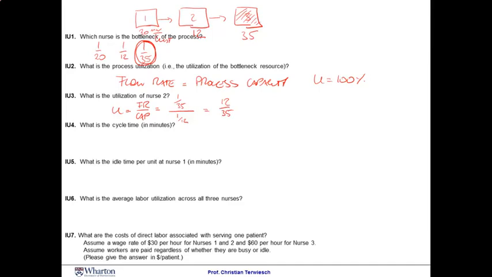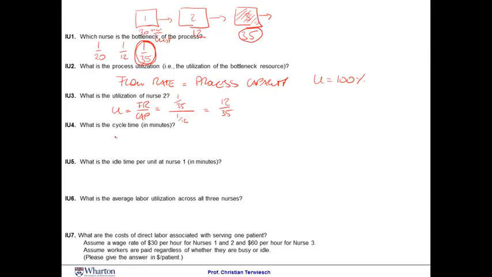That is going to be my utilization. What is the cycle time? Now remember, the cycle time is 1 over the flow rate. It is measuring at what pace or in what intervals athletes are leaving the process. And so you can see here by just looking at the processing times that there's an athlete coming out here, assuming unlimited demand, every 35 minutes.